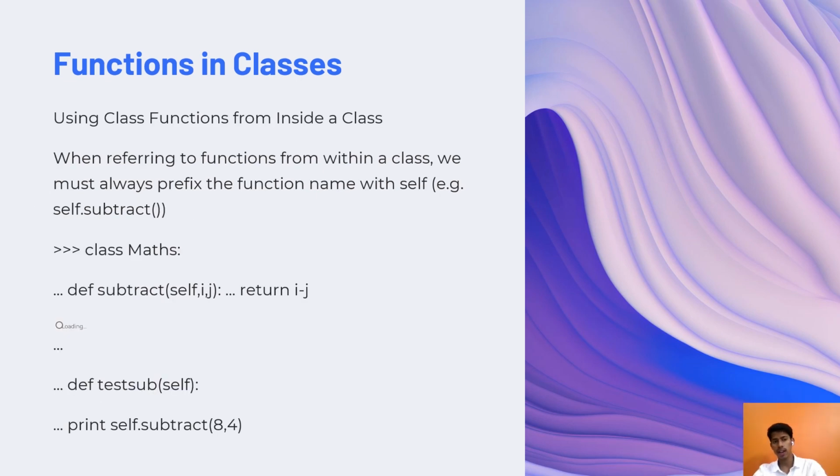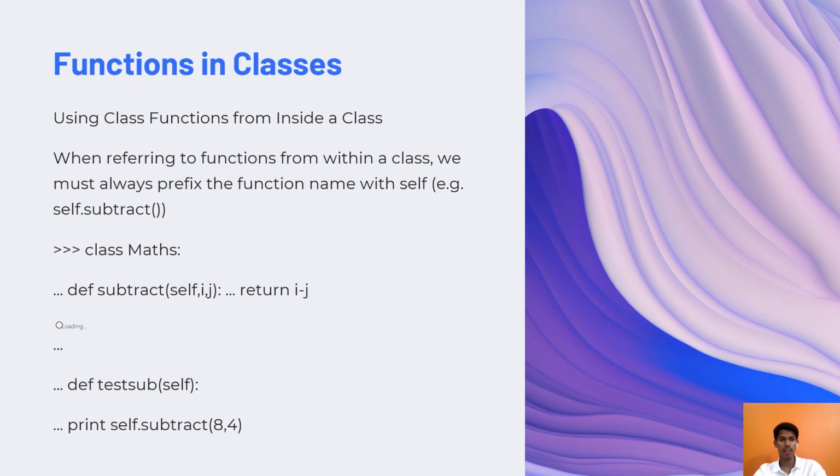Next is functions in classes: using class functions from inside a class. When referring to functions from within a class, we must always prefix the function name with self. For example, self.subtract. So when we are using functions inside a class, we use the syntax called self, as we can see in the example.